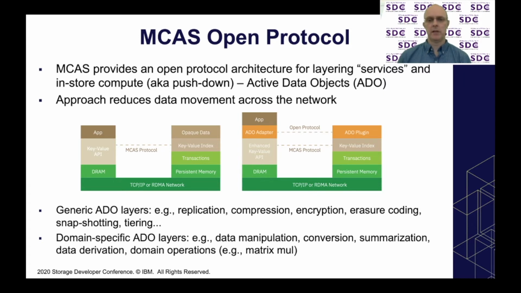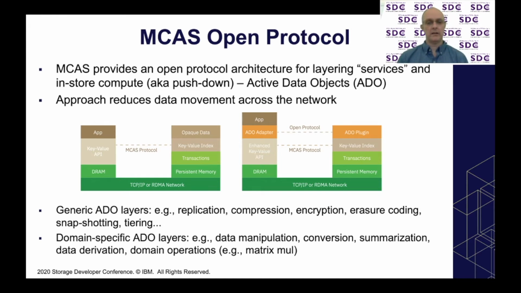The ADO mechanism allows you to implement arbitrary protocols and arbitrary functionality. What ties the two together are an ADO adapter on the client side, the protocol definition, and the interpretation of the protocol in the ADO plugin on the server side. So you can imagine there are many things that you can do with the ADO layering, and incidentally, multiple ADO plugins and multiple ADO layers can be put together. There are effectively 2 types of ADO layer, generic and domain specific. So for instance, for generic you have things like replication, compression, encryption, erasure coding, etc.